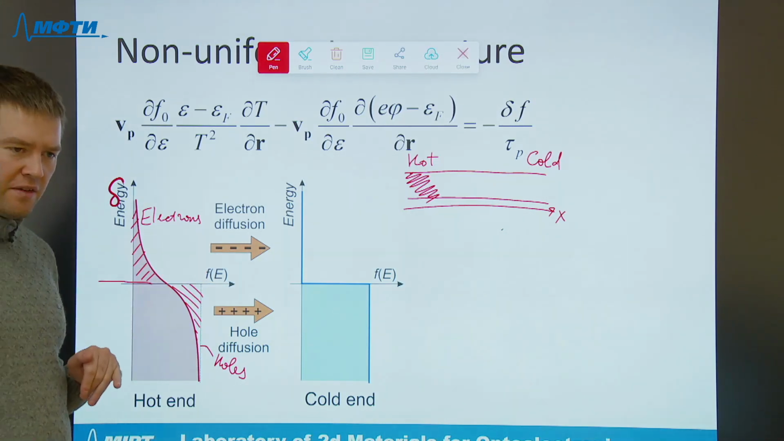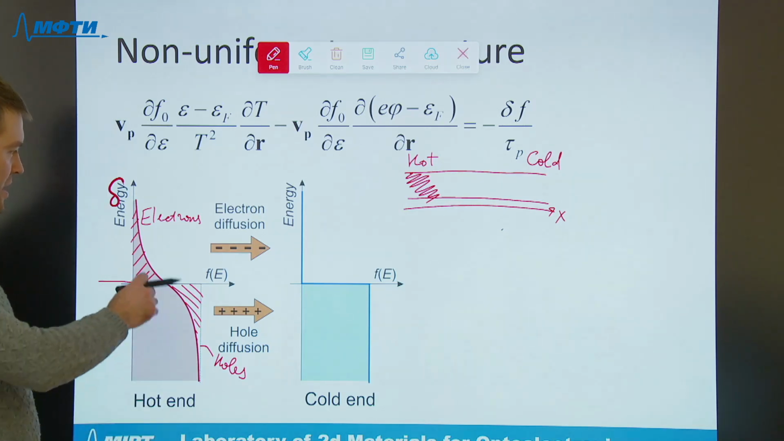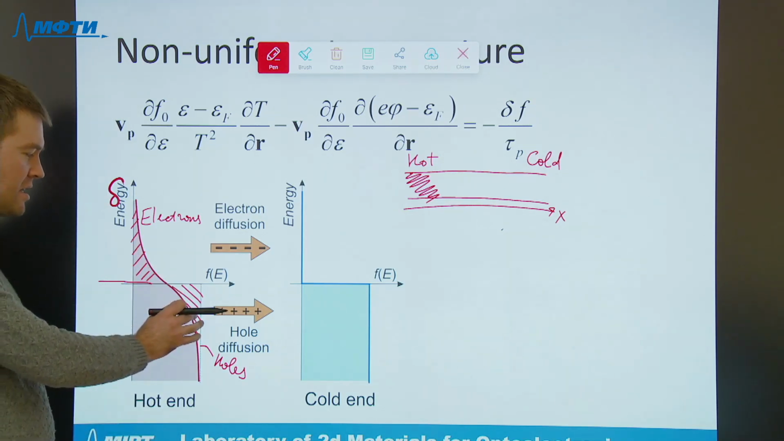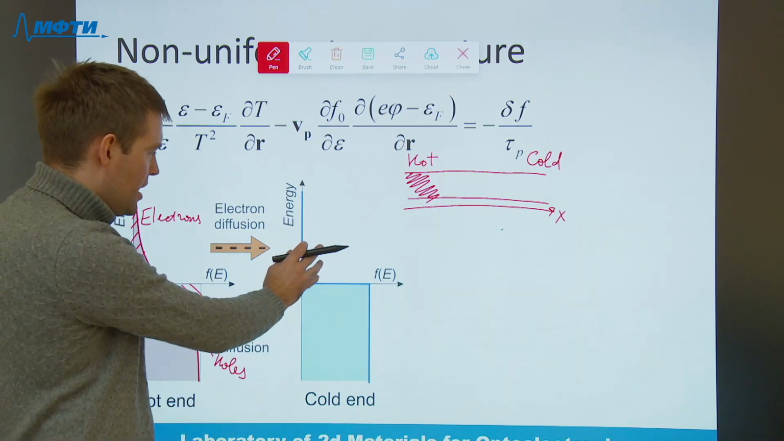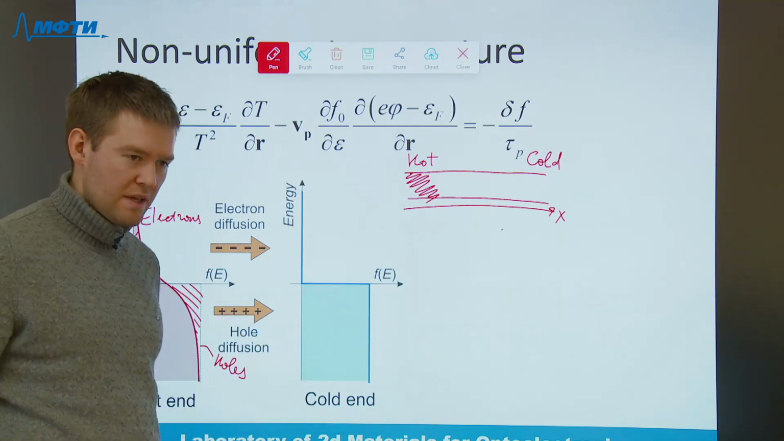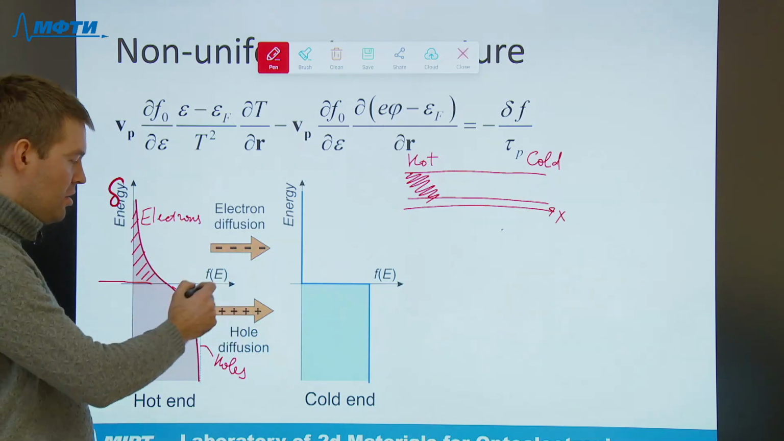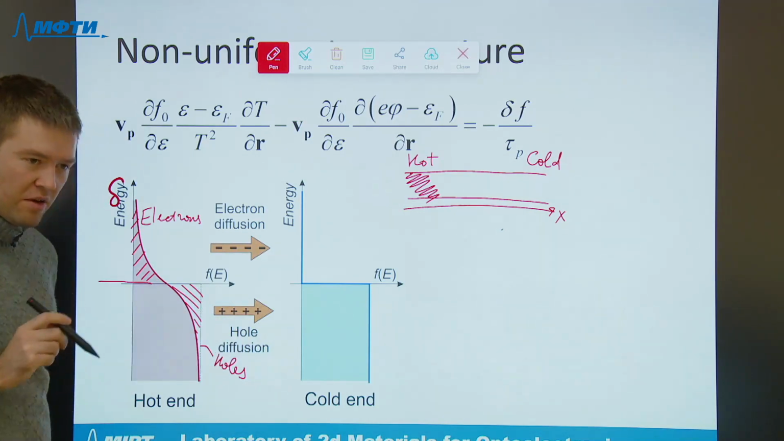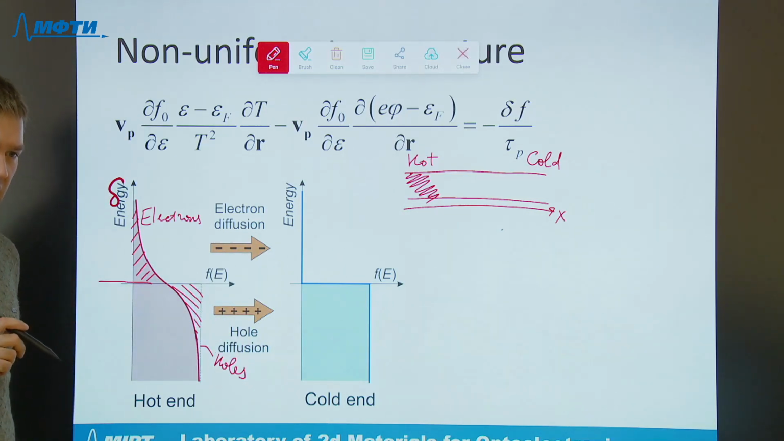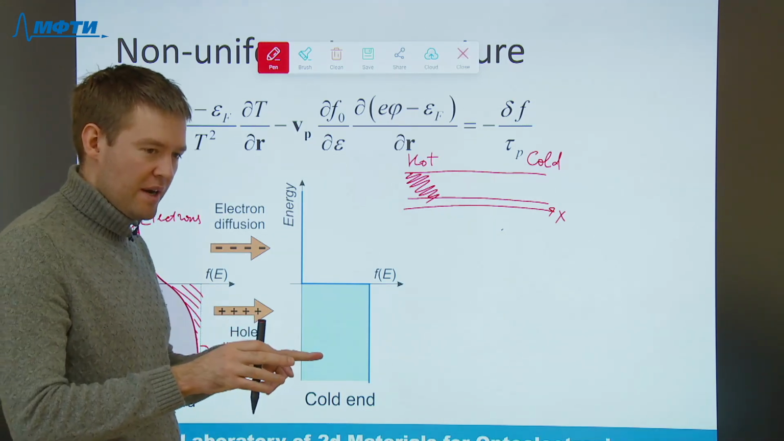Empty places below the Fermi level would be called holes. They have effective positive charge. Occupied spaces above the Fermi level would be called electrons. So we would see that there are many electrons and many holes at the hot end, and there are zero electrons and zero holes at the cold end. So both electrons and holes would diffuse from the hot end to the cold end, and both would make flux from left to right.